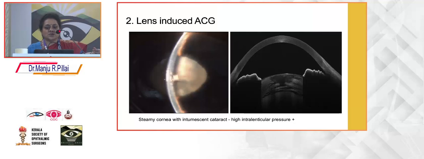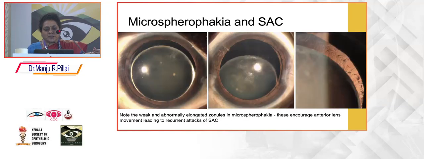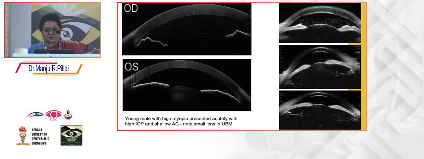In lens-induced angle closure glaucoma, when there is an edematous cornea with intumescent cataract and high intraocular pressure, we have to always look at the other eye's angles also, and lens removal is the only treatment. In microspherophakia and secondary angle closure, you should note that there are weak and abnormally elongated zonules. These allow anterior lens movement, leading to recurrent attacks of secondary angle closure, and we have to remove this cataract.